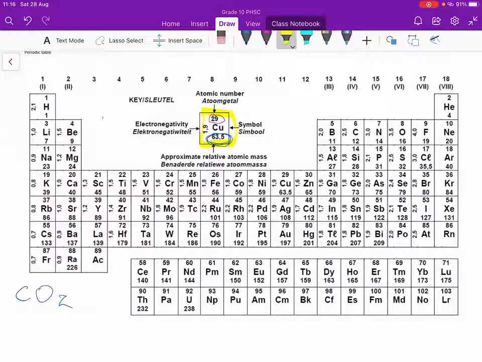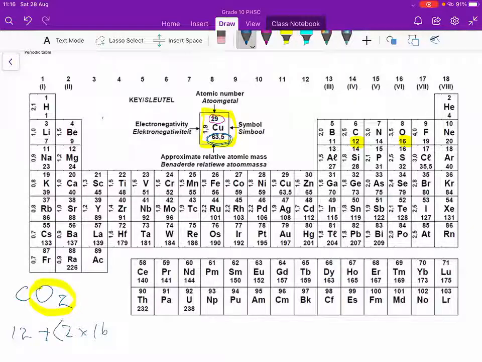I would look at carbon and I would look at the mass. It's 12, okay? So it's 12 plus, now I need oxygen, O2, there's O2 there. So I'm going to look for oxygen. The relative atomic mass is 16, but now I need to have 2 times 16 because of the formula. It has 2 oxygens in it, okay?